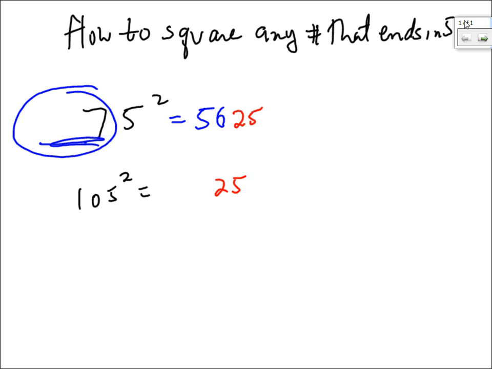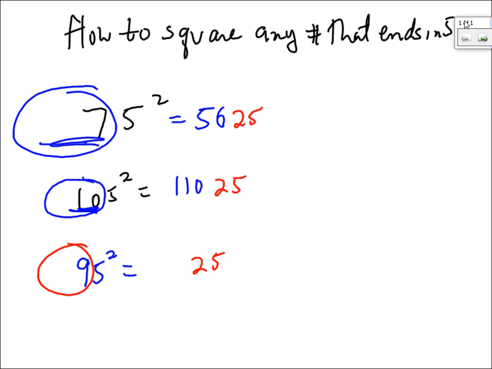What goes in front of it? Well, ignore every part of the number except the 5. So 10. Excuse me, ignore just the 5. So you get 10. Multiply 10 by 1 more. 10 times 11 is 110. There's the answer.